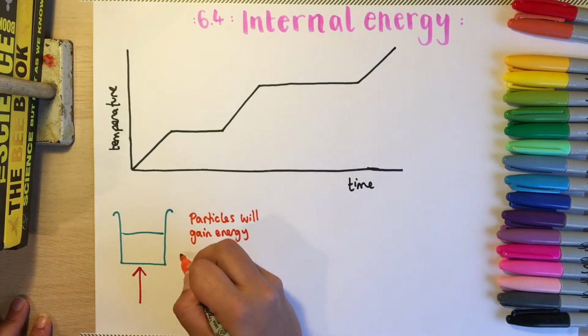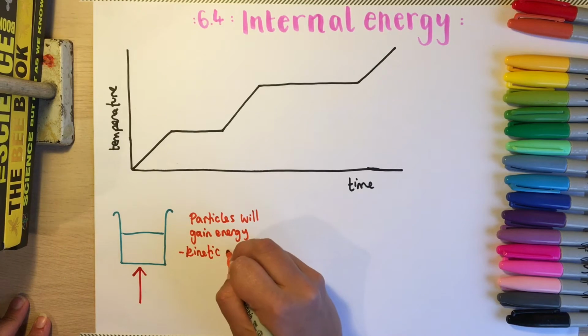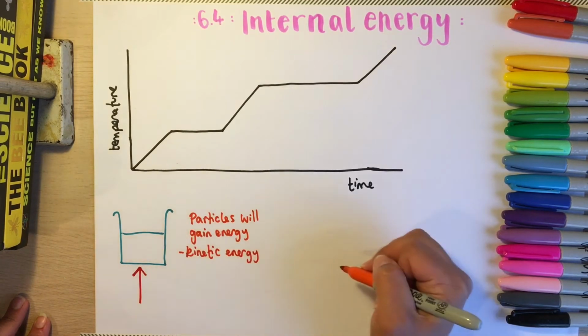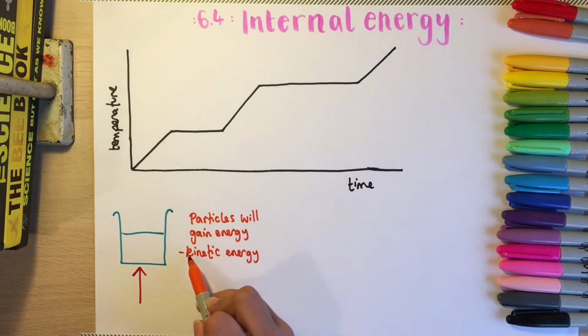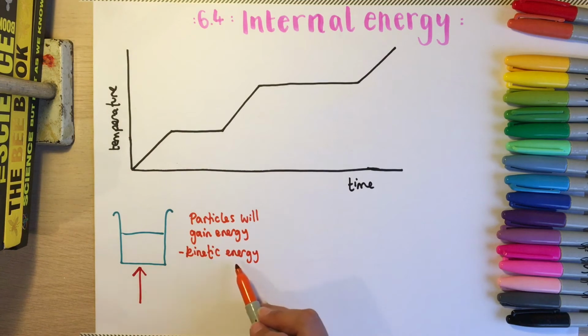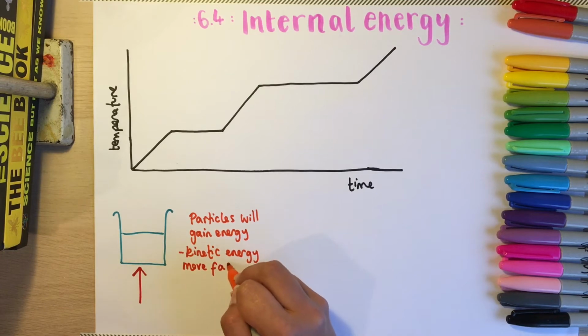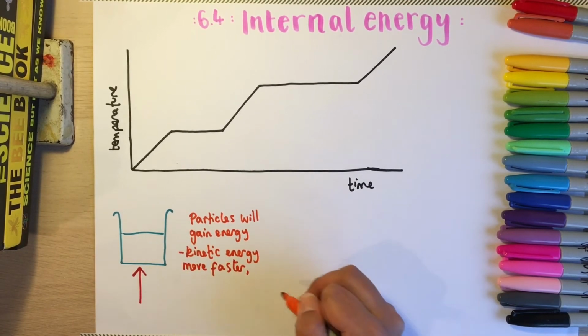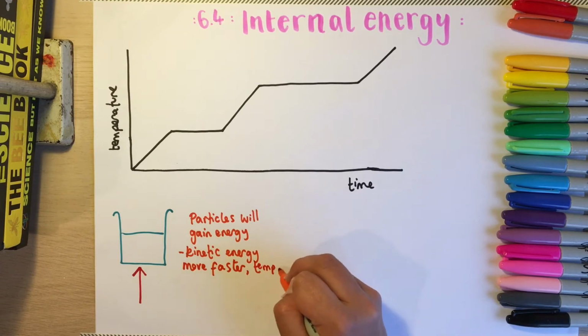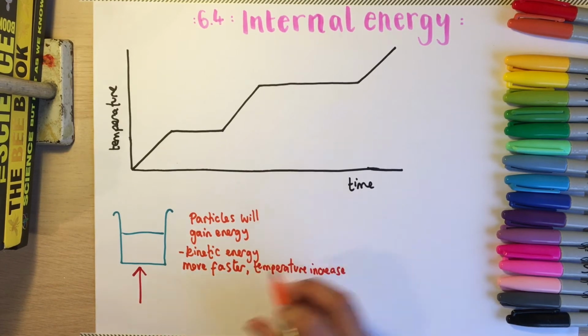Sometimes this energy will be kinetic energy. If we think back to the energy topic that we did, P1, we should know that kinetic energy is the energy that something has when it's moving. So when the particles are moving, they have kinetic energy. If they move faster, then we have a temperature increase. If they slow down, then the temperature will decrease. It will be the opposite.